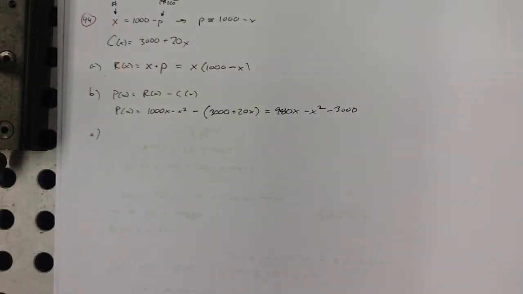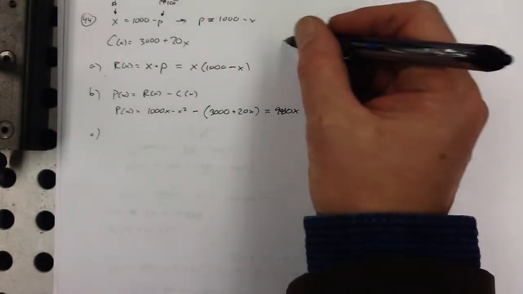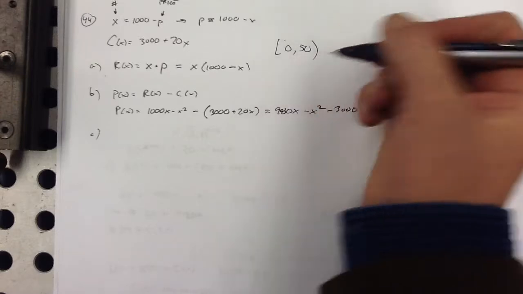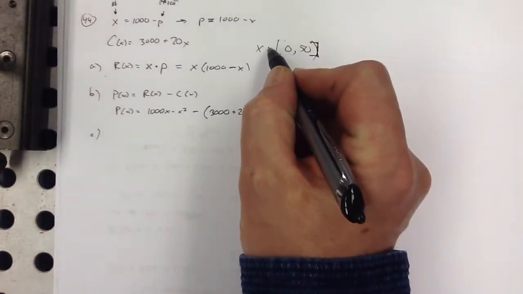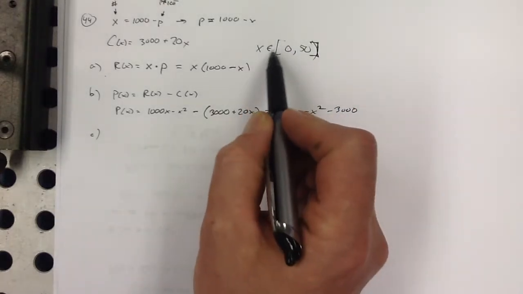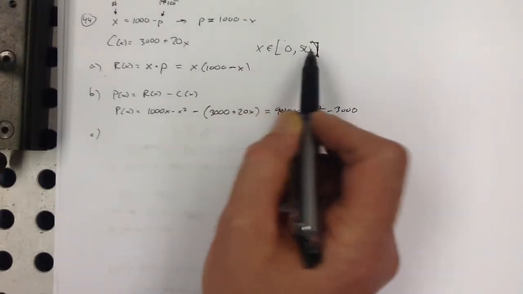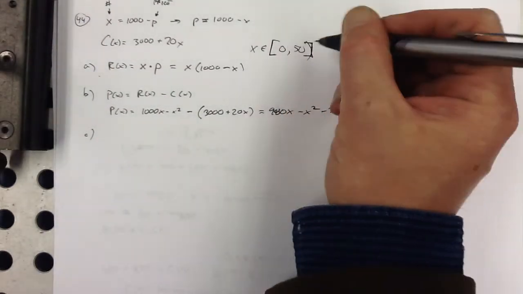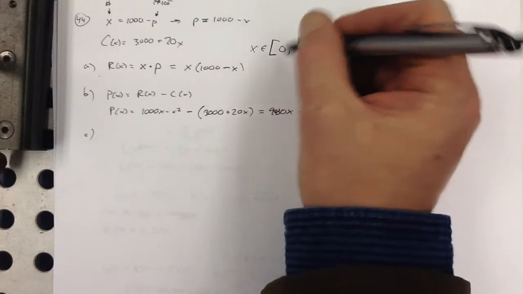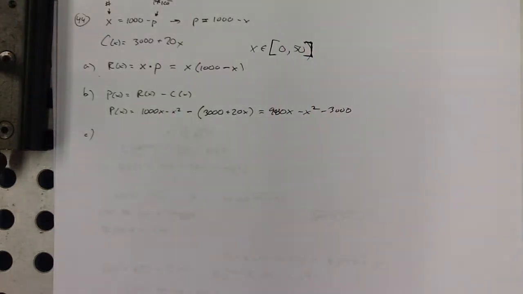Part C, assuming that the production capacity is at most 500 units per day, so that means we'd be working on the closed interval 0 to 500, or X is somewhere in that interval. That little sort of E-looking thing is in this set. Sorry, that's a math symbol you might not be too familiar with, but it just means X is in there. So determine how many units the company must produce and sell each day to maximize the profit.